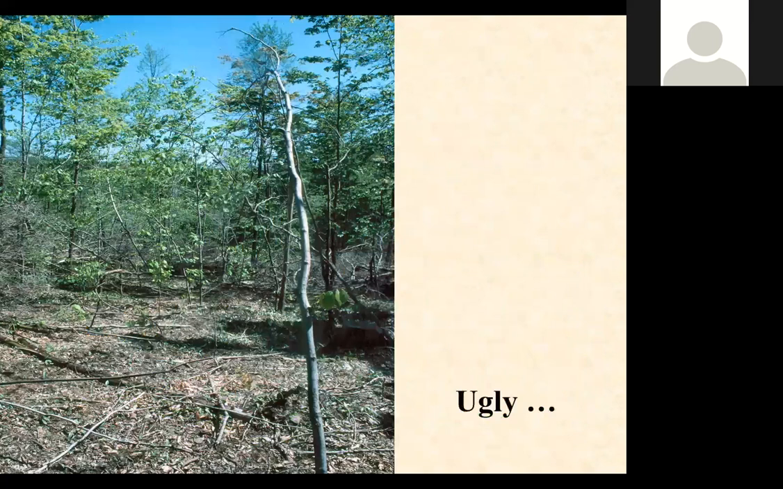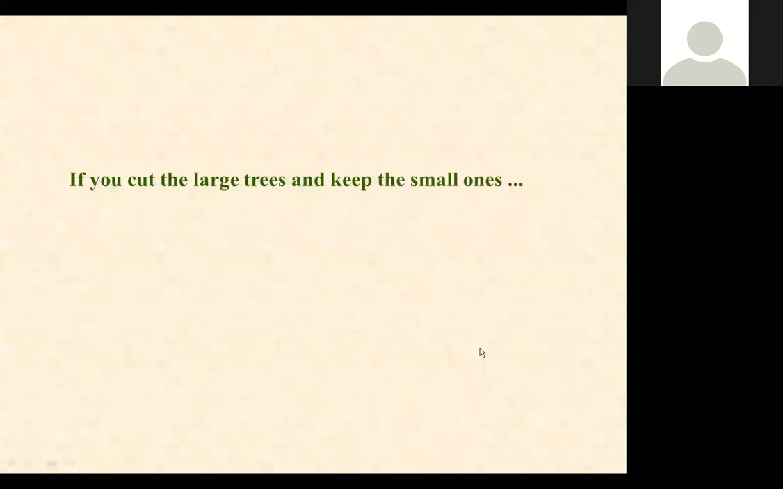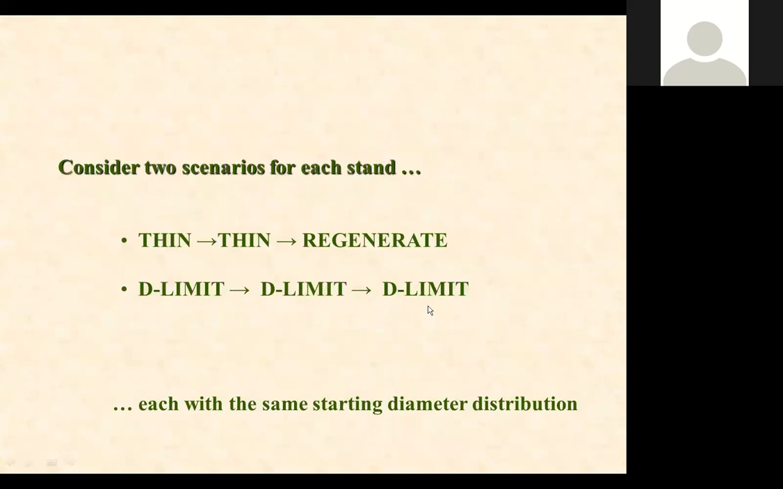So if you cut the large trees and keep the small ones, you can't expect good growth or good production. Let's look at two scenarios just to illustrate this. One, we're going to thin and then regenerate over a rotation using crown thinning. In the other, we'll do three diameter limit cuts.